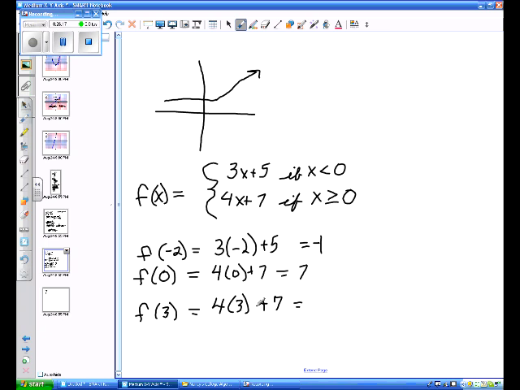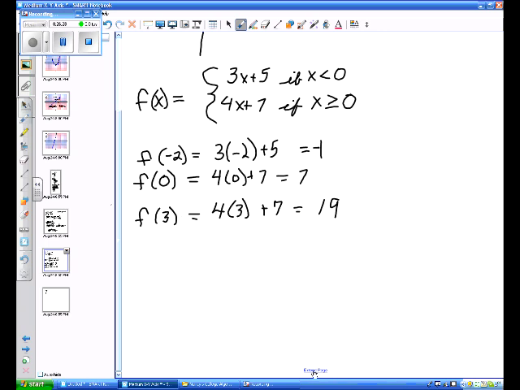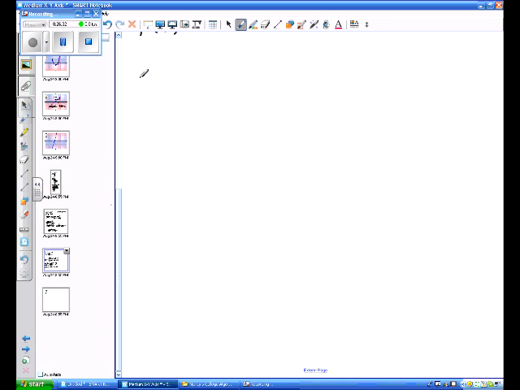And that would give us 12 plus 7, or 19. So this is an example of how you would evaluate a piecewise function. Let's look at another one, and we're not going to graph this one.